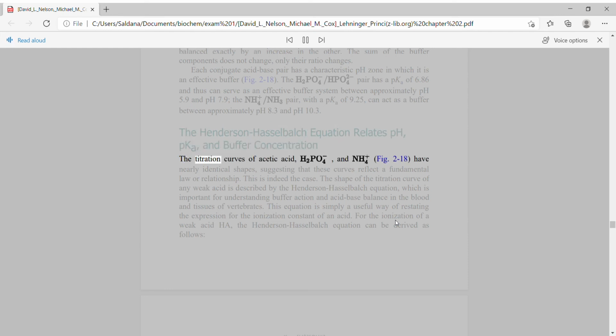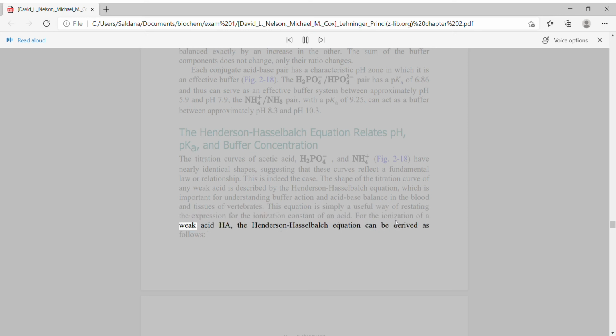The titration curves of acetic acid and Fig. 2-18 have nearly identical shapes, suggesting that these curves reflect a fundamental law or relationship. This is indeed the case. The shape of the titration curve of any weak acid is described by the Henderson-Hasselbalch equation, which is important for understanding buffer action and acid-base balance in the blood and tissues of vertebrates. This equation is simply a useful way of restating the expression for the ionization constant of an acid.